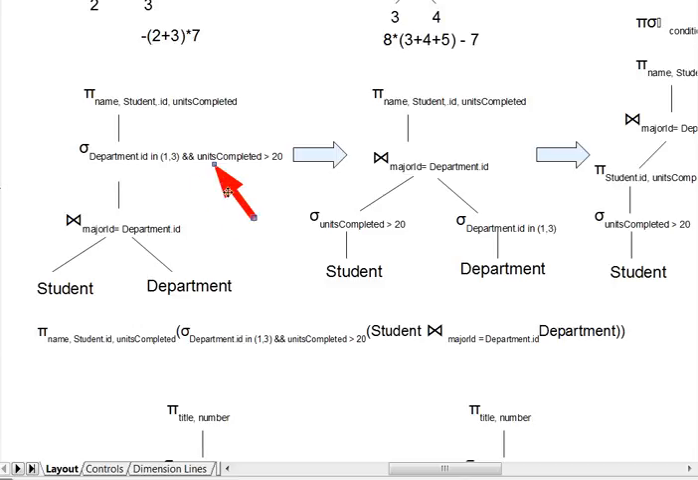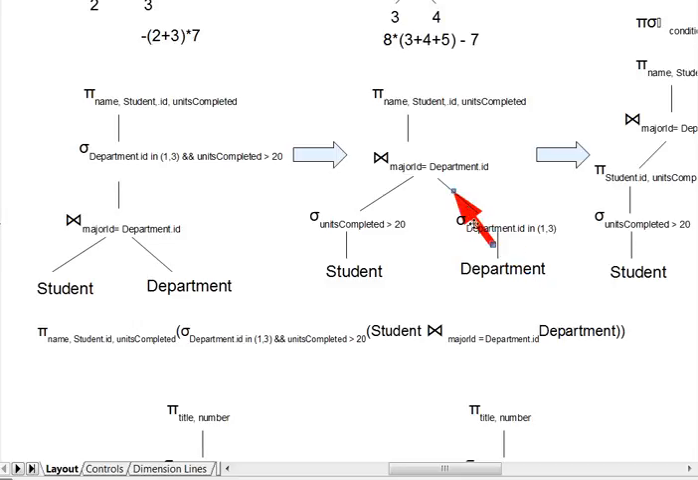If you look at the way this works, any row from student that would have made it through the join but didn't meet the units completed greater than 20 criterion would have been dropped at this select. And the same goes for any row in department that might have survived the join but then been dropped because the department ID wasn't 1 or 3. All we're doing by pushing these two conditions down here is killing those rows before they even make it into the join, in advance, so to speak.